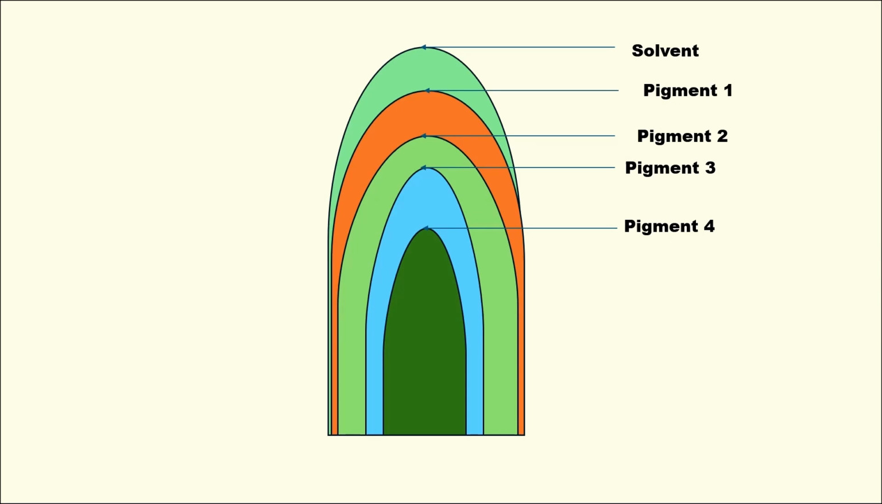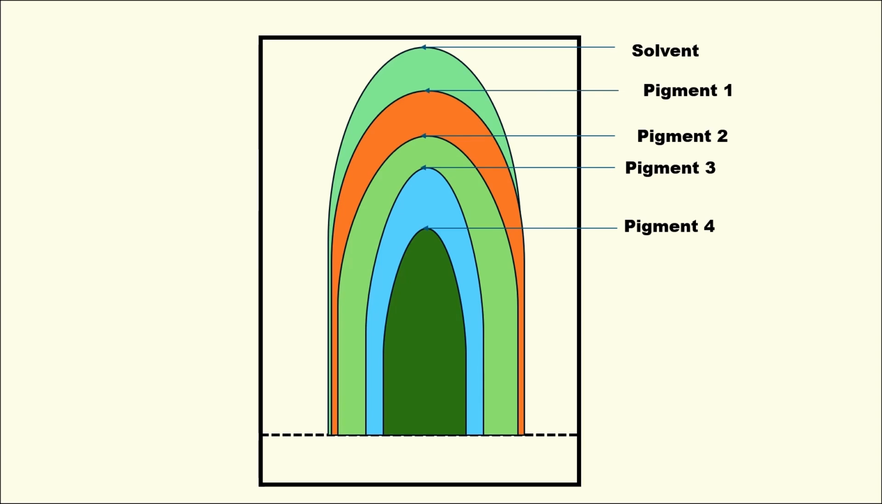So now, as you can see in the diagram, when you take the paper out of the beaker, it will look something like this. At the top, you will see the solvent front. Below that, you will notice the pigments have separated at different levels based on how they interact with the stationary and mobile phases.